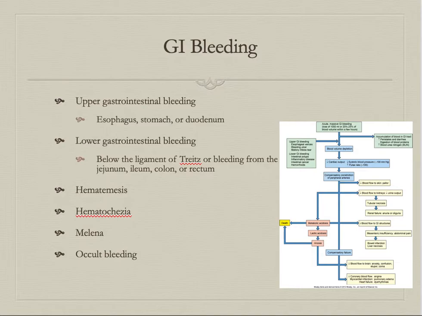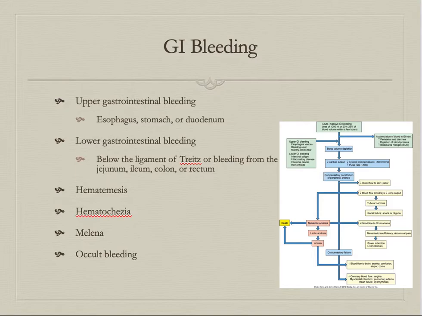Hematochezia is our fresh blood. So contrast that with melena, which is your black tarry stools, okay? So hematochezia means you've got a lower GI bleed, and if it's bright, if it's fresh blood, it's like right there, okay? So a lot of times that's going to be rectal bleeding. A lot of times rectal bleeding is due to hemorrhoids, okay? Melena, that's our black tarry stools. At that point, we've got an upper GI bleed.